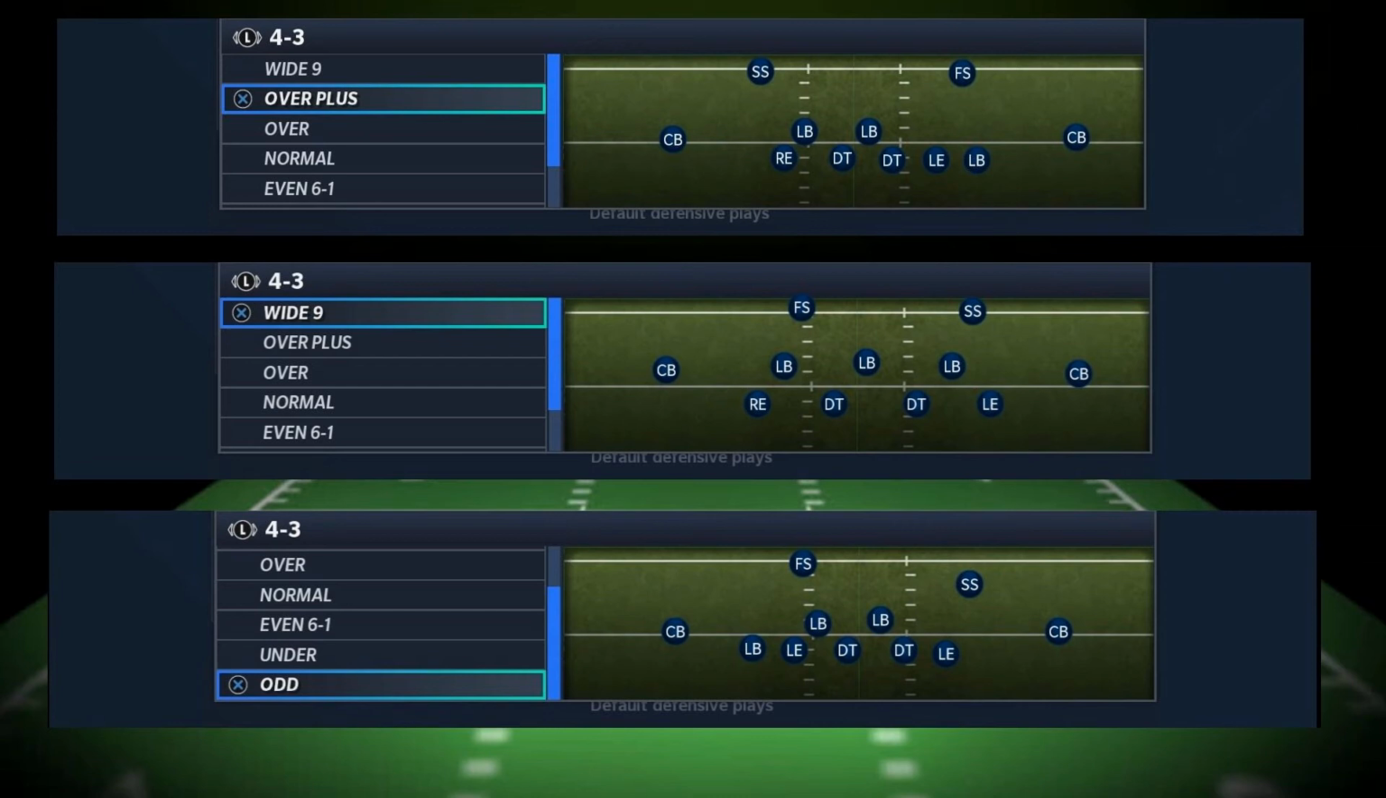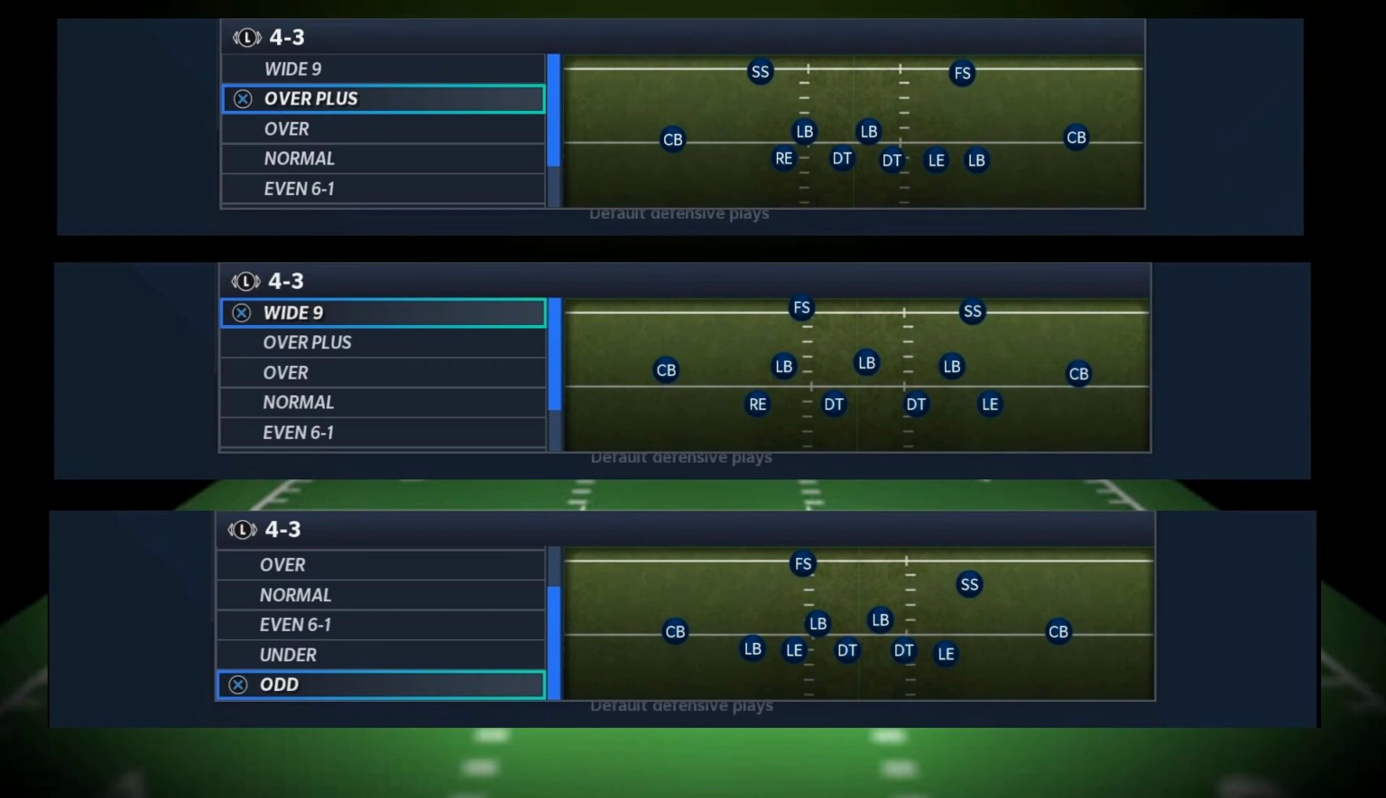The best run to run against the 4-3 over plus would be slot. If you have a slot, or if you have a trips formation, then this is the best way to run against the 4-3 over plus. If having slots out there, slot receivers are blocking for you.